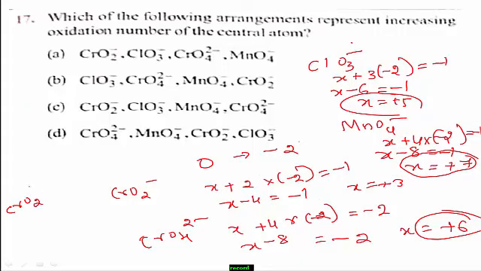CrO2 minus is less than ClO3 minus, less than CrO4 2 minus, less than MnO4 minus. This one is the correct order. Yes, option A is the correct order.